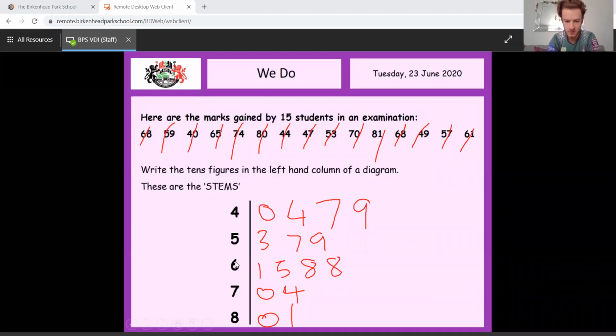Tens units or first digit go down the left-hand side in numerical order, and rewrite the rest of the units there on the correct row on the right-hand side.